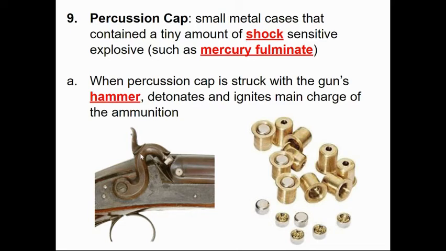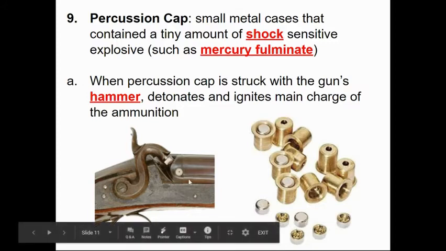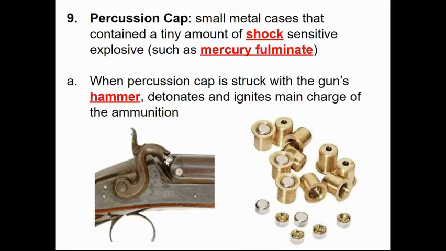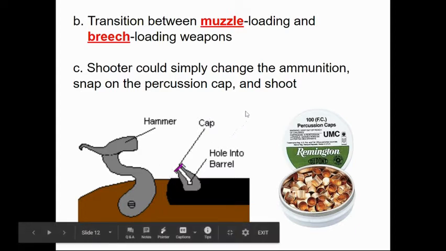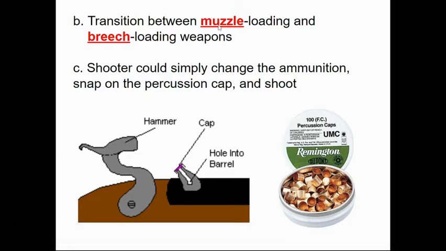So previously, maybe sparks were igniting gunpowder externally, or a match was igniting it externally. In this case, it's striking this cap, and that is keeping it internal. So there's some benefits to that as this hammer strikes that cap. You don't have to worry about the weather quite as much, and these are a little bit quicker, maybe, to reload. And so this sort of offers a transition between muzzle loading and breech loading weapons.